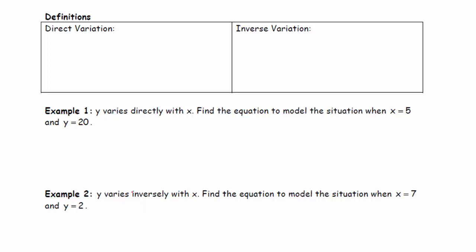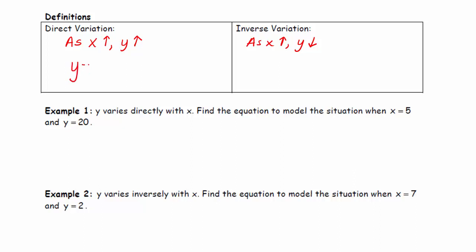To distinguish between direct variation and inverse variation, let's just write down what's happening. In direct variation, as x increases, y is also going to increase. So with direct variation, think of x and y both doing the same thing. They both increase. Inverse variation, as x increases, y will do the opposite. It will decrease.